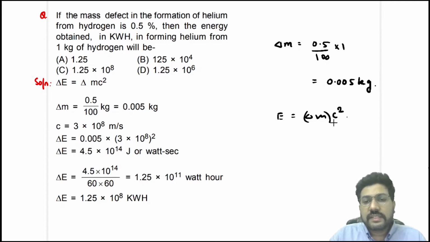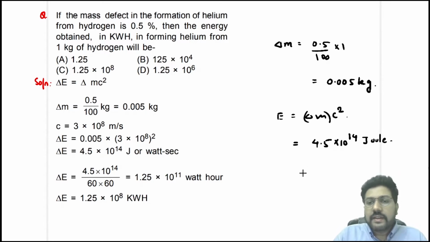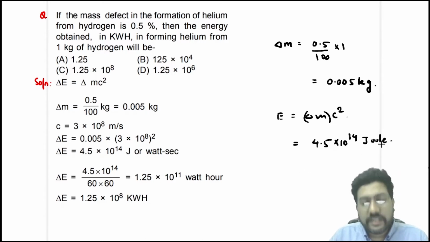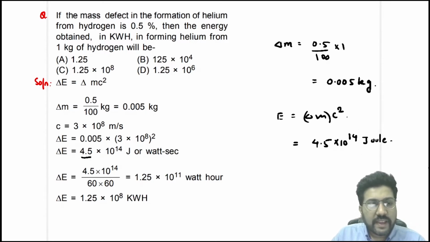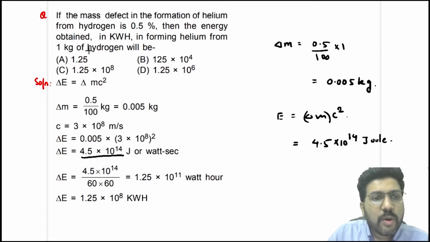Okay, so this is the energy released, and this will come out to be 4.5 into 10 raised to the power 14 joule. Okay, and 1 joule is basically watt into second, right? So 4.5 into 10 raised to the power 14 joule is the energy that is released when 1 kg of hydrogen makes a helium. Okay, now they are asking you the answer in kilowatt hour.